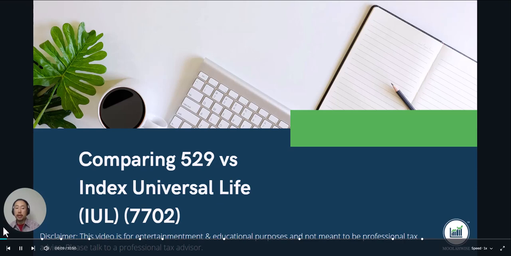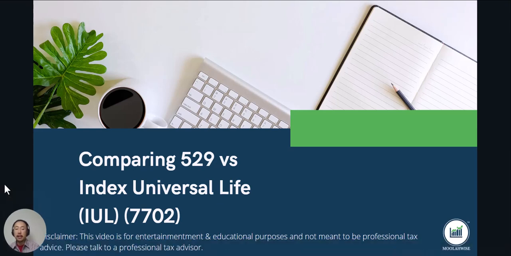Today I'm going to be answering a question that we get all the time, which is comparing a 529 college savings plan versus an index universal life, or what we like to call an IUL. There are some differences, but there are also some similarities. So let's get into it.